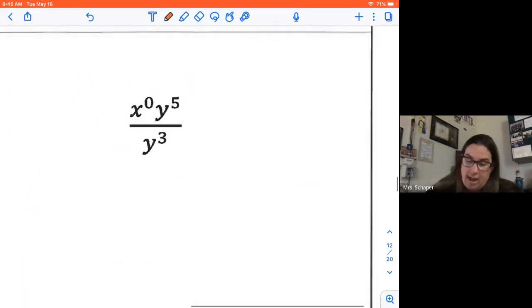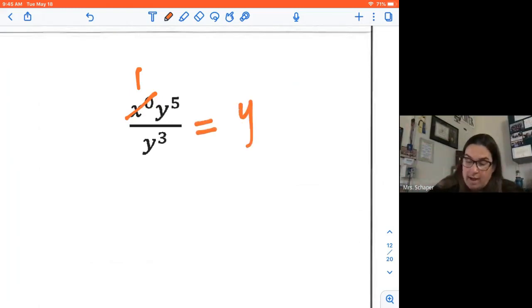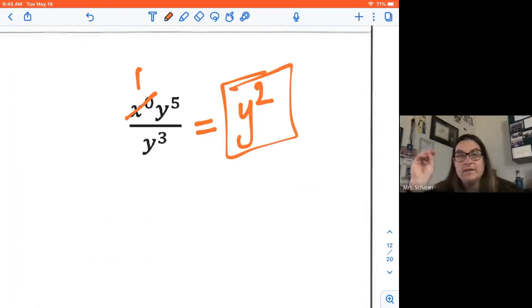All right, here we go. X to the 0, that's 1. So now I'm going to be focused on my y's. I have 5 in the numerator, 3 in the denominator. Y to the second is going to be my answer because 5 minus 3 is 2. Or you could say the 3 in the denominator cancel out 3 in the numerator.